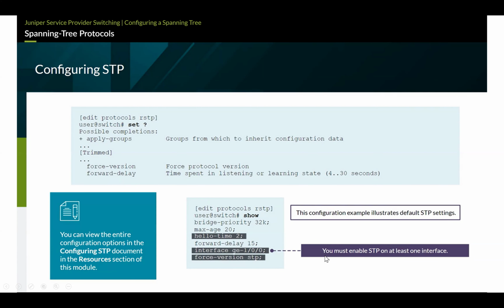So another consideration is you must enable STP on at least one interface. You have to enable STP on one interface. This is the minimum requirement. If you want to use STP in Junos devices. So this is not recommended.